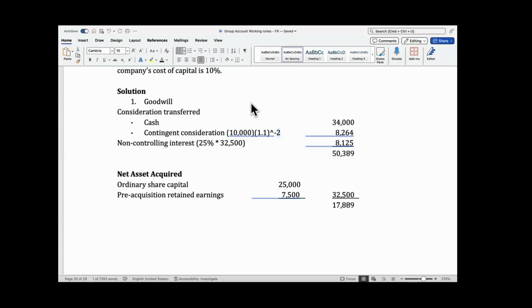The question as per this one specified that the contingent consideration will be paid if certain conditions are met. If a question states that the condition is not met, then what should we do? Okay. If they say the condition is not met, that means ignore it. That means there is no present obligation anymore, so you definitely are going to ignore it.